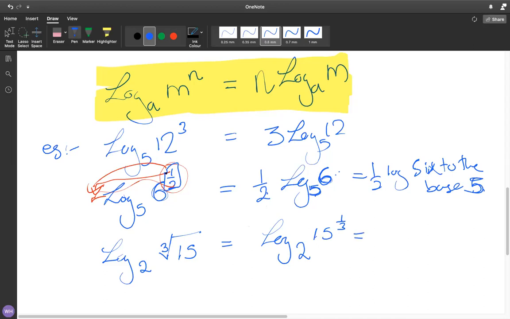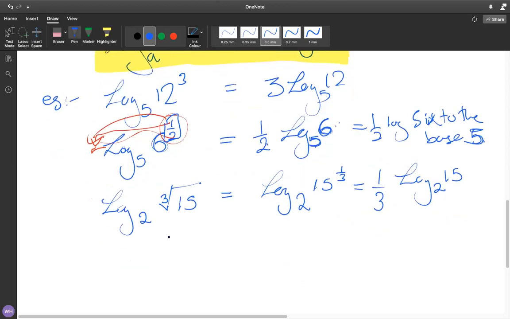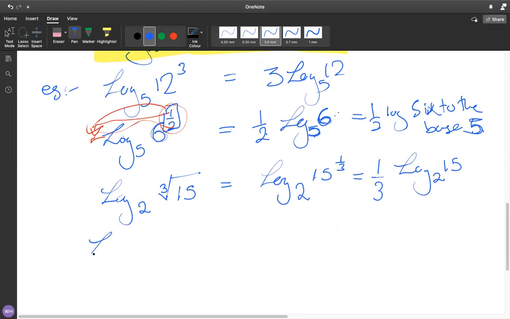Now much similar to the previous example. Who is going in front? It is 1 upon 3 and log 15 to the base 2. Examples, I'm not giving additional time, so you can write it on this itself. Logarithm of square root of 20 to the base 3. So how could you write this?